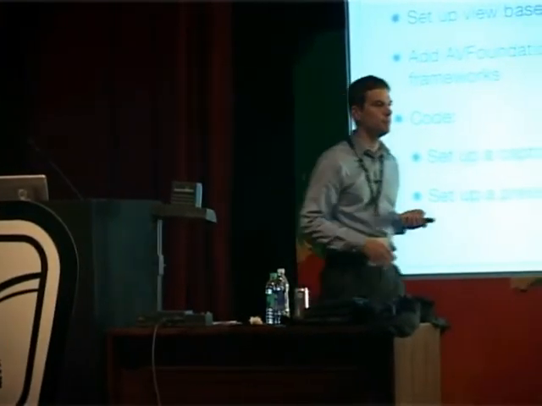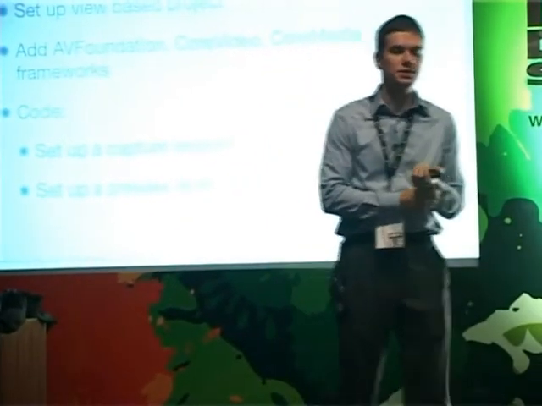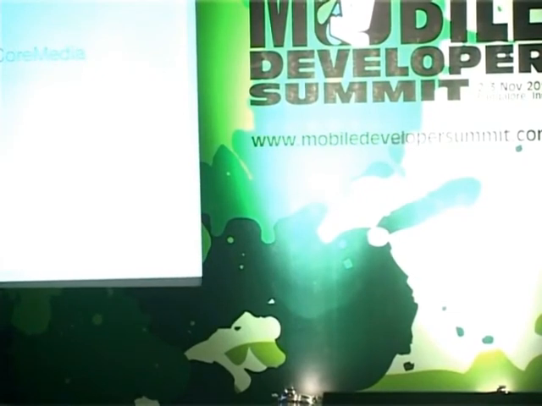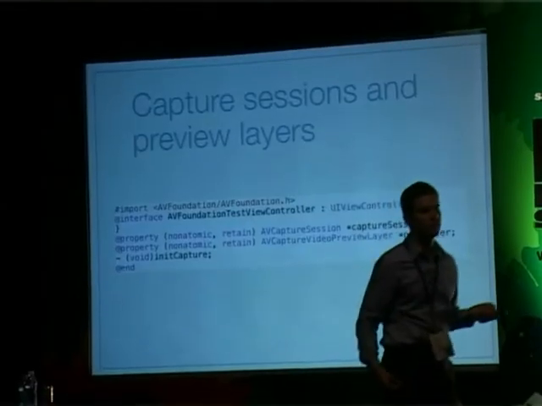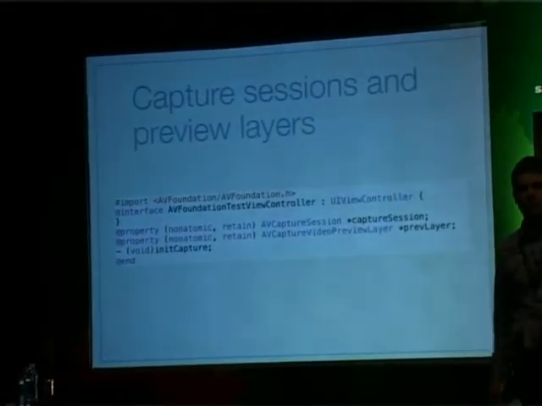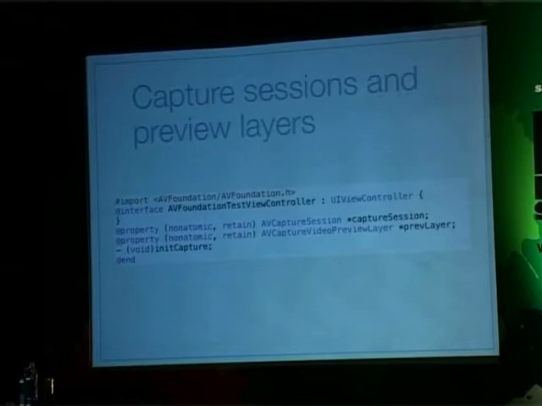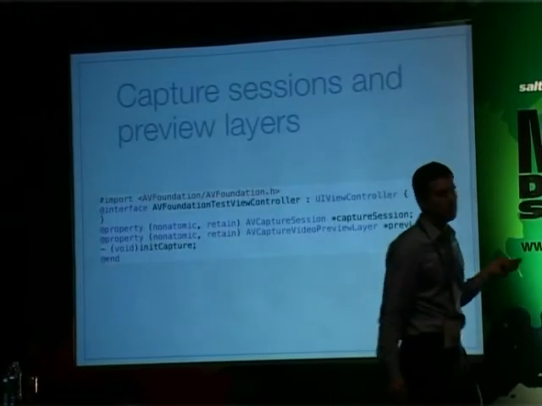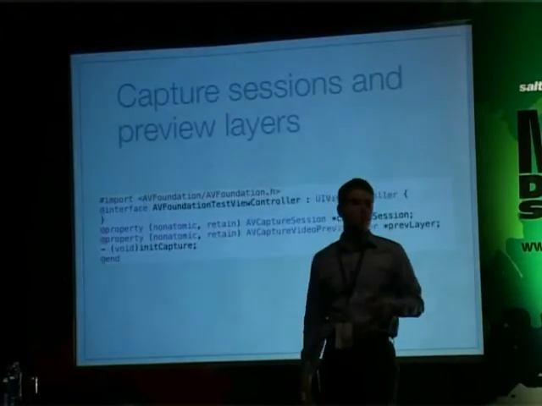So to display video, I'll show you this in a second. You can set up a view-based project. You have the AV Foundation, core video and core media frameworks. And then you set up a capture session, which again is that routing object. And then you set up a preview layer to show the video. Actually, I think I have the code. Default view controller, AV Foundation test view controller. You can just add two properties, an AV capture session and an AV capture video preview layer. Goodness, Objective-C and their long names. So again, the AV capture session is where you capture the pixels off the camera, and the AV capture video preview layer is where you send those images.